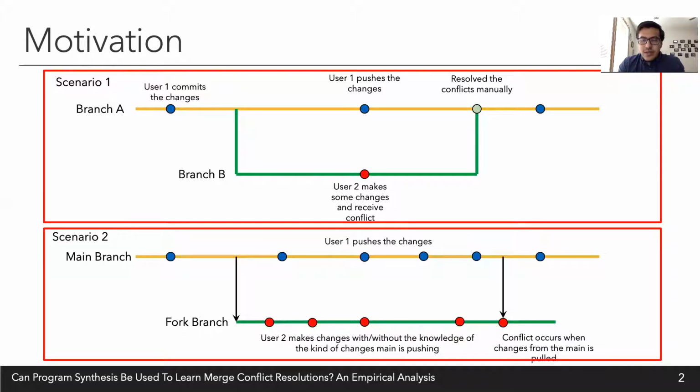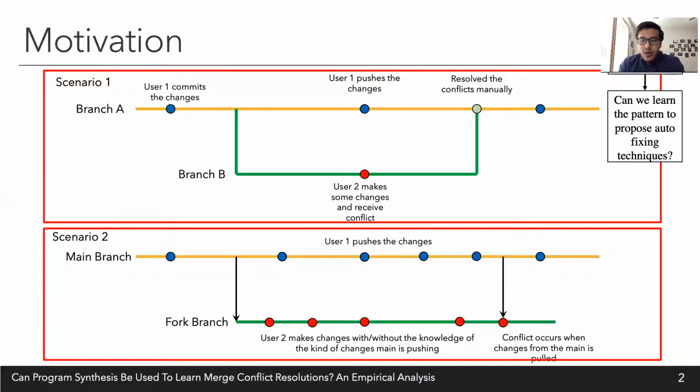In the second scenario, user 2 creates a fork branch and makes changes in the branch without knowledge of the kind of changes happening in the main branch. When user 1 or 2 tries to pull the changes of the other branches, conflict might occur. Now the question here is how to resolve this conflict. Are there any patterns in a resolution? If there are patterns, can we learn them to propose an auto-fixing technique?